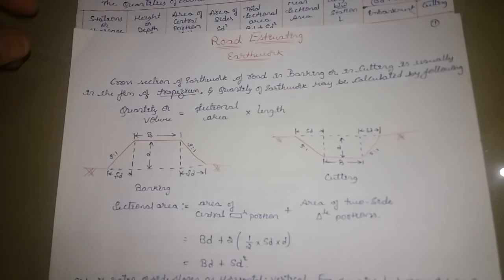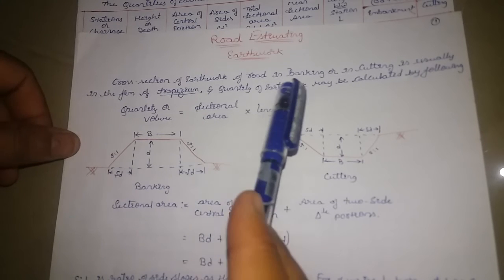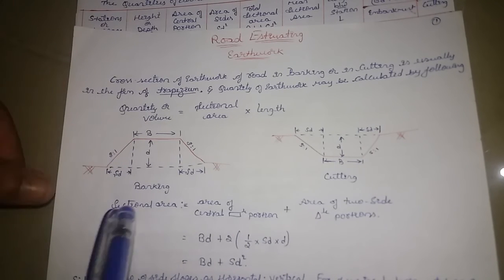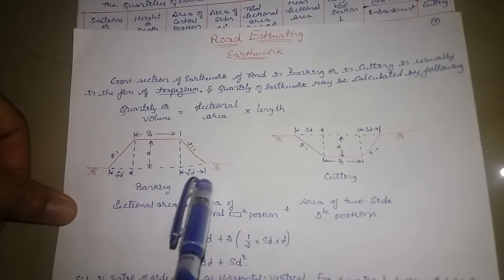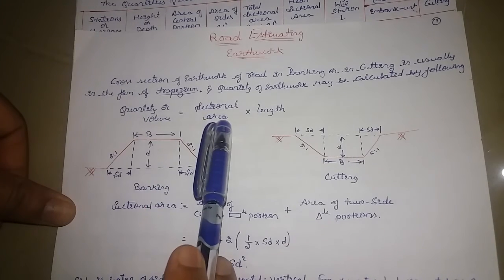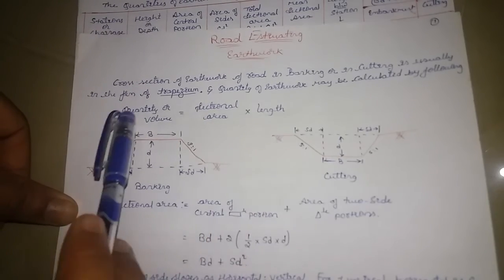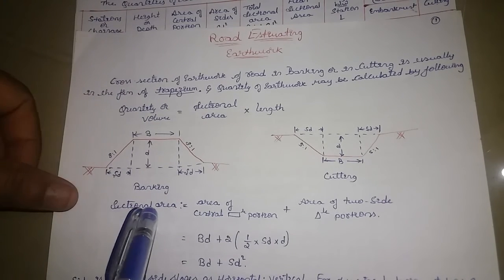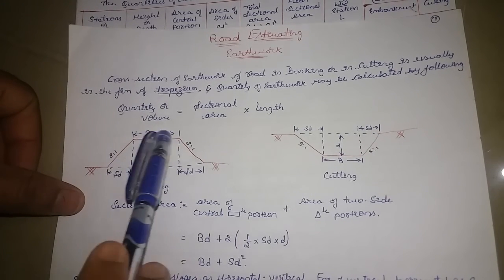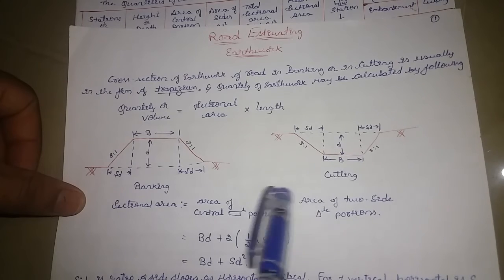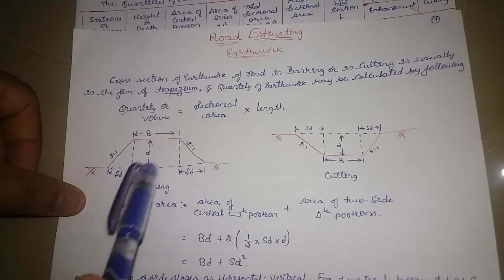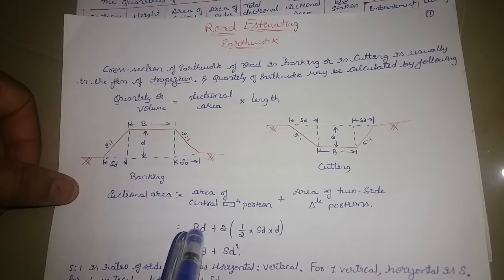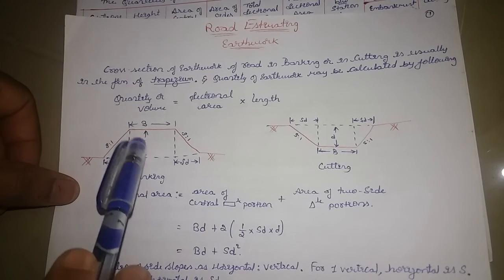Okay, so in road estimation, what we saw is that the cross section of the earthwork of the road, in banking or cutting, will be in trapezoidal shape. You can see the banking and cutting part here, right? The quantity or volume is equal to sectional area into length. This is the ultimate formula. So how will you get the sectional area? That is the area of the central portion, this central rectangle, plus the area of the two side triangle portions. If I substitute that value, BD plus the area of the triangle portion, that is b into d.